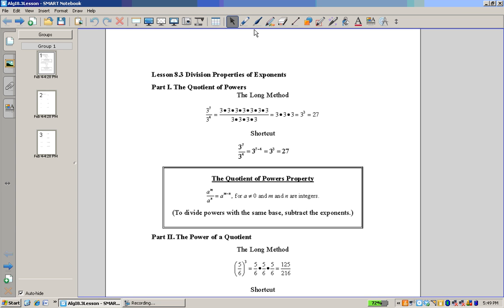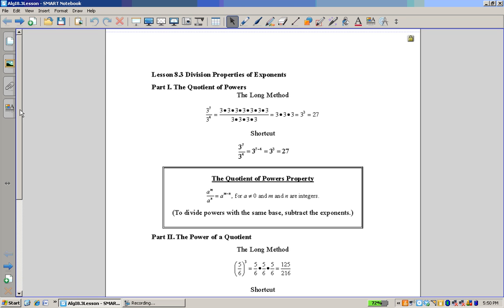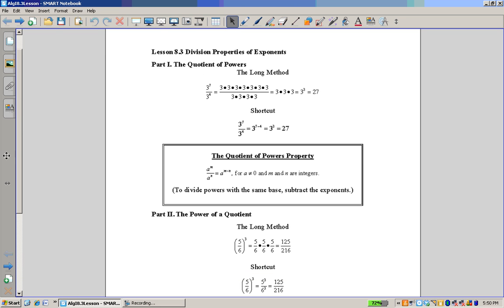Today we're continuing our unit on exponents, properties of exponents, and applications of those exponents. So basically today we're starting off with division properties.